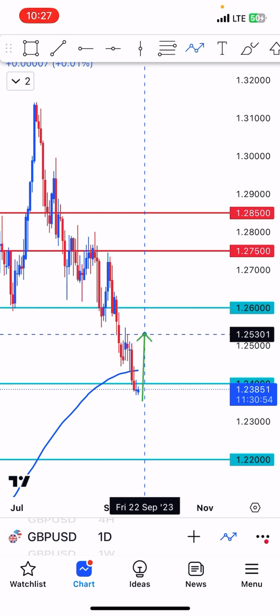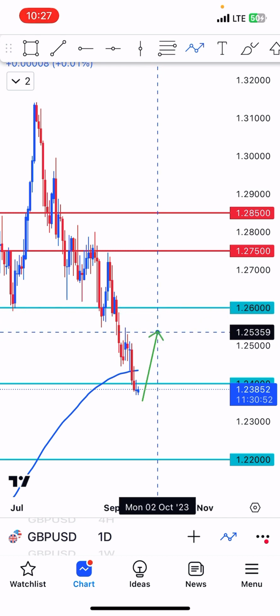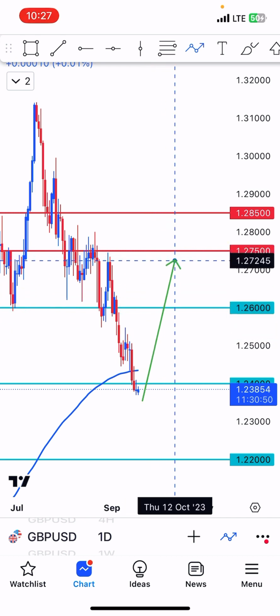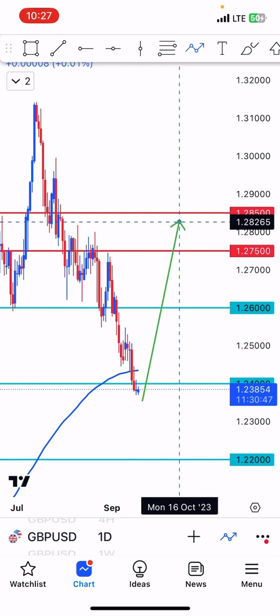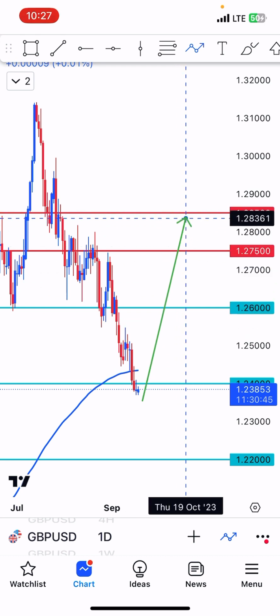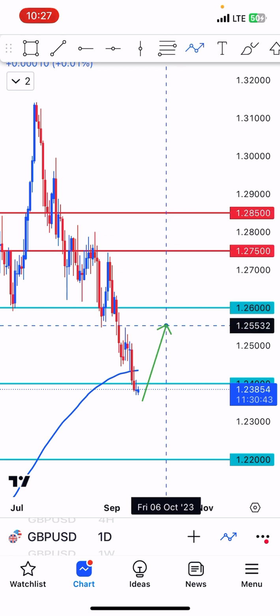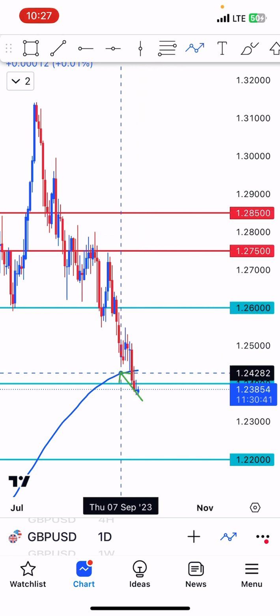But from what I can see on the weekly time frame, we need to come in and test the 50% fib at least, or 61% Fibonacci levels before we see further downside. So that is what we'll be looking at.